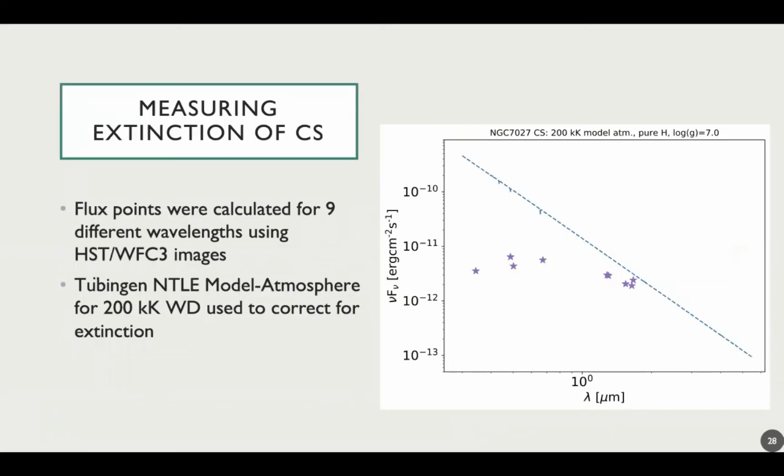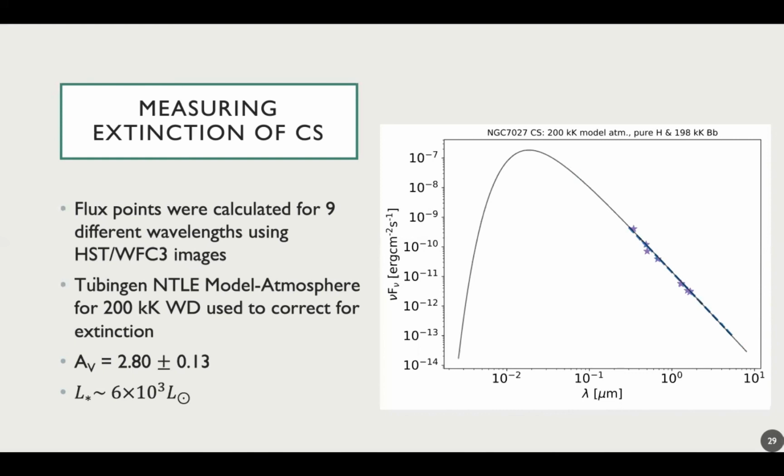Something else that was done was measuring the extinction of NGC 7027's central star. And so what was done was flux points were calculated for 9 different wavelengths using these images. Then a 200 kilokelvin white dwarf model atmosphere was plotted in blue. And these flux points were then extinction corrected for a range of extinction coefficients. And the best fit was determined to be 2.80 plus minus 0.13.